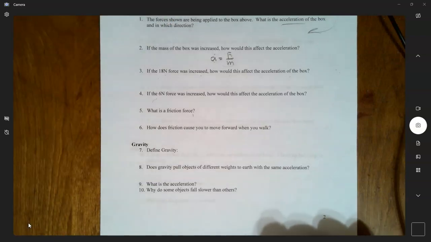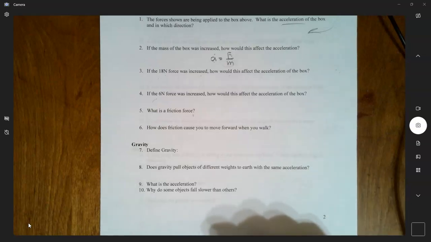Okay, gravity. Define gravity. It's an attractive force between two objects with mass, two or more objects with mass. Does gravity pull objects of different weights to Earth at the same acceleration? We're going to answer that in class today, so I don't want to answer it right now.